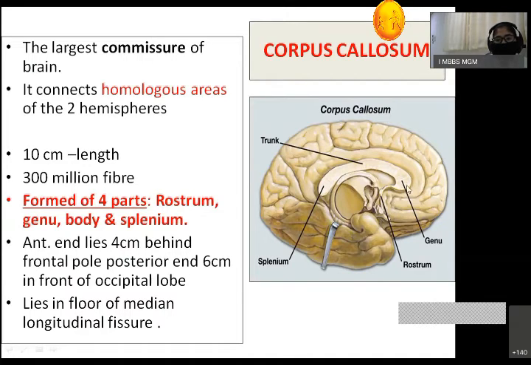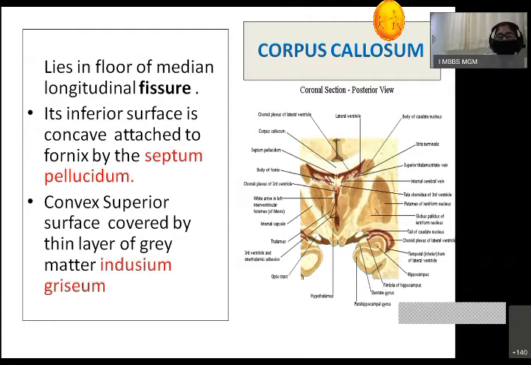The anterior end of the corpus callosum lies 4 cm behind the frontal pole, and the posterior end lies 6 cm in front of the occipital pole. This corpus callosum lies in the floor of the median longitudinal fissure. Its inferior surface is attached to the fornix by the septum pellucidum, and its superior surface is covered with a thin layer of gray matter called the indusium griseum.